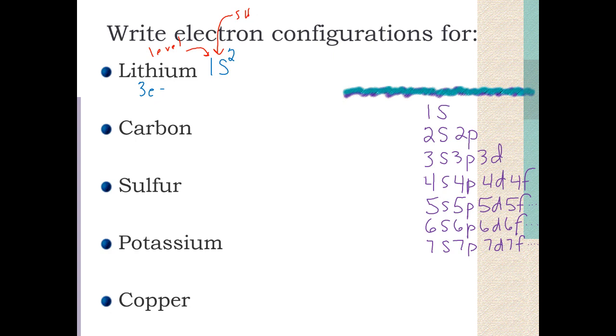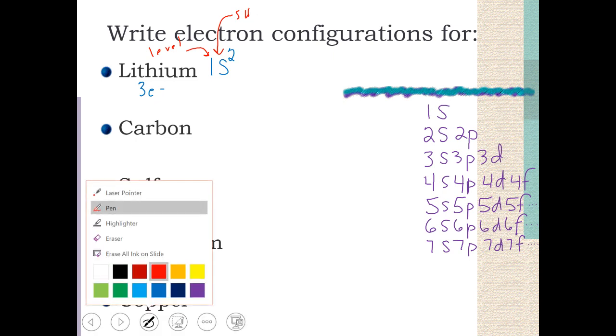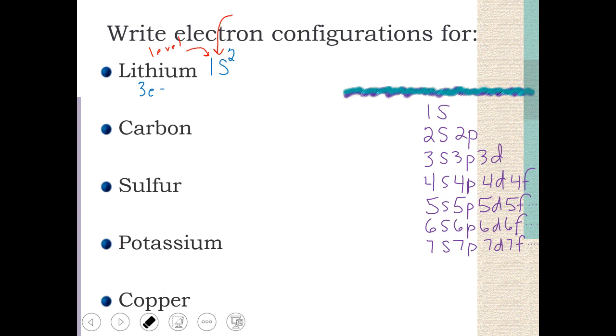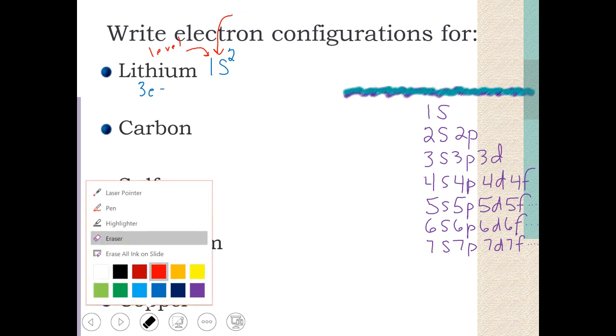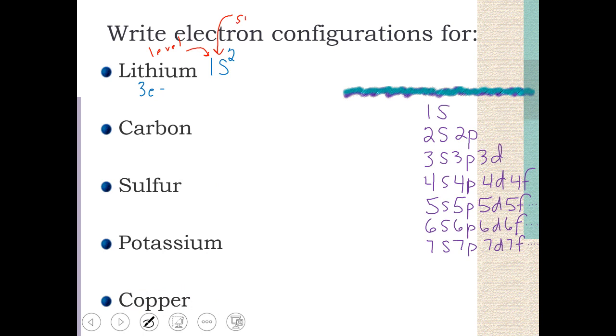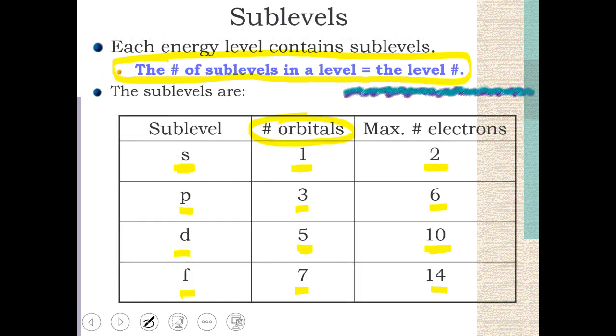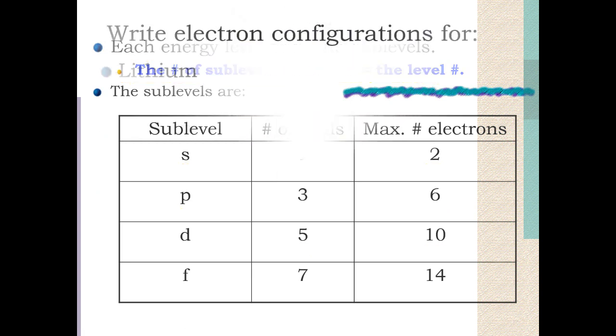Too close to the top. Hold on. It won't let me write that, so let me move down just a little bit. The s, that is the sublevel. And the 2, this is the number of electrons in that sublevel. So this is basically saying level 1, s sublevel has 2 electrons in it. Now that's the max, remember, for an s sublevel. You can only have 2 at the max.